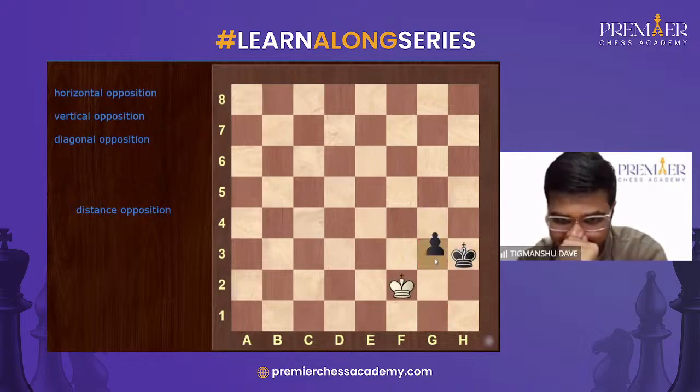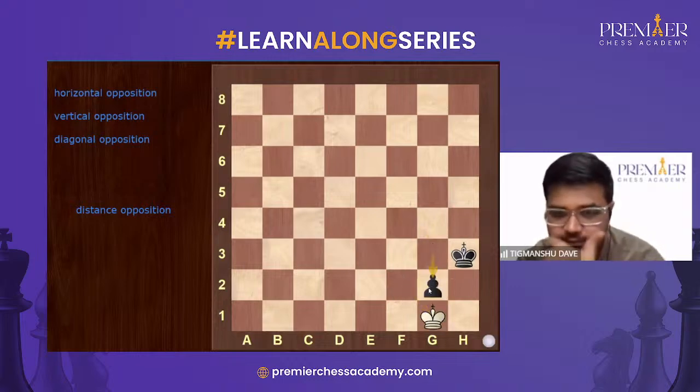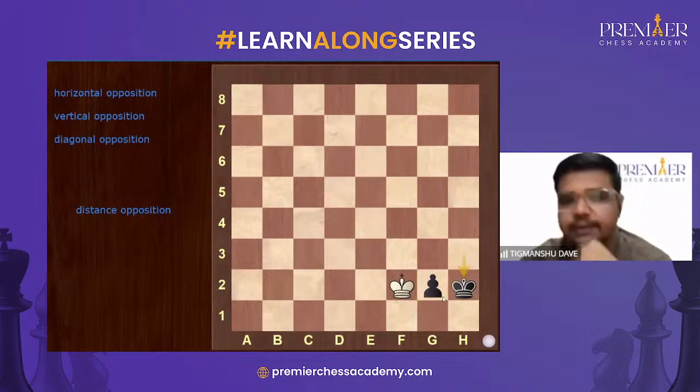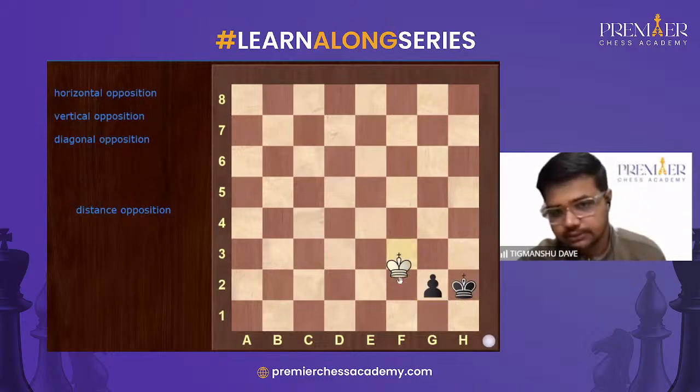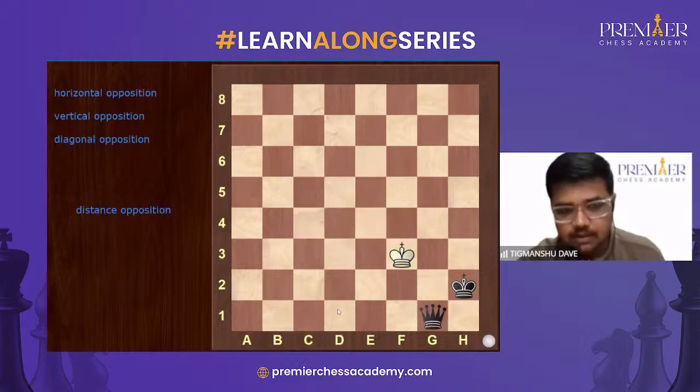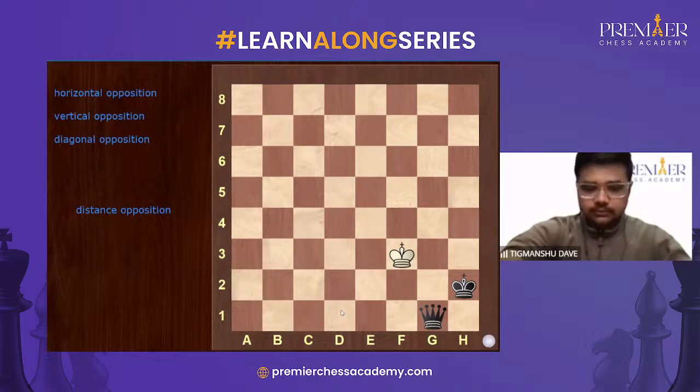Now, if pawn g3, then king again goes to g1. So, and now, okay, yeah, you can do both of these things. King h2 and next to king. Let's move to the next position.